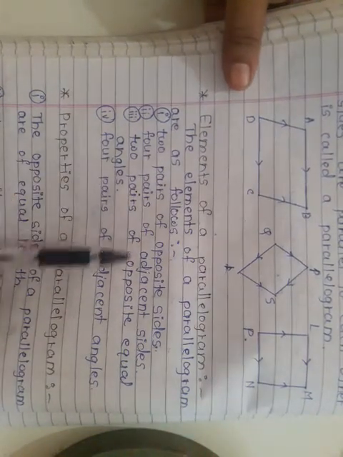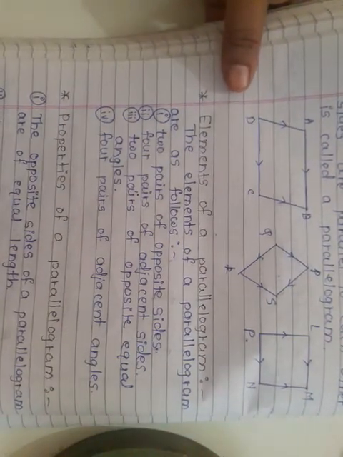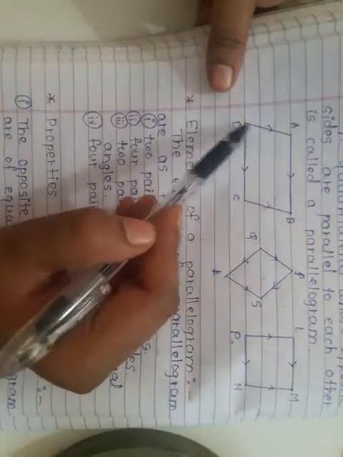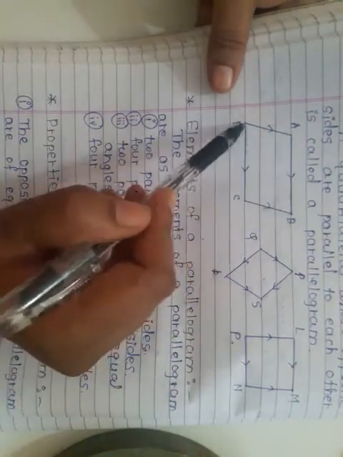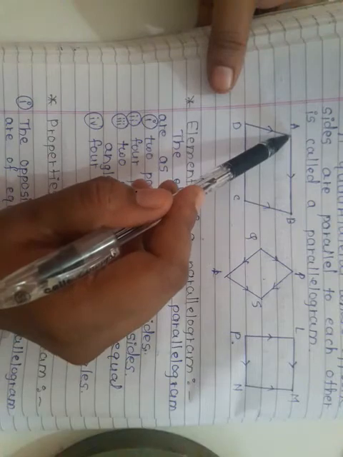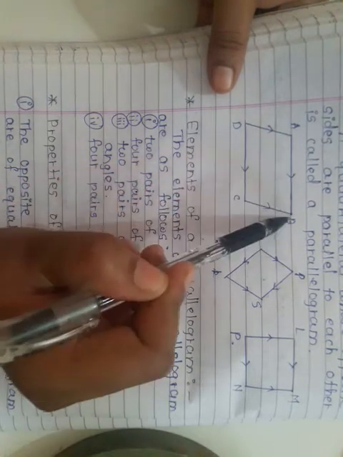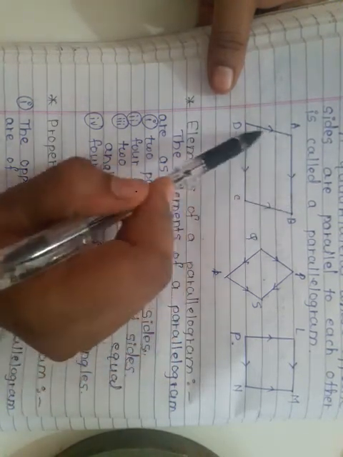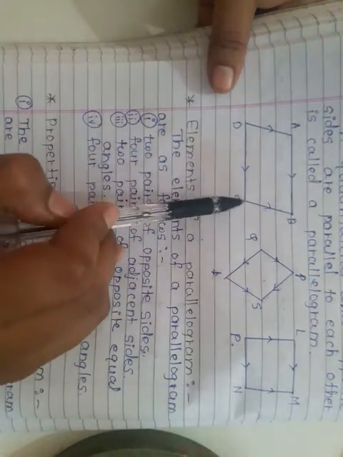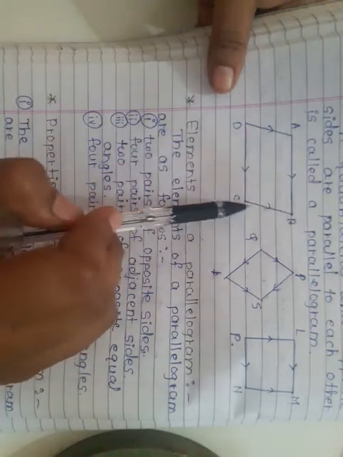Then four pairs of adjacent sides. AD and AB are adjacent sides, because they have A as a common point. Then AB and BC is the first pair, and they are adjacent sides.